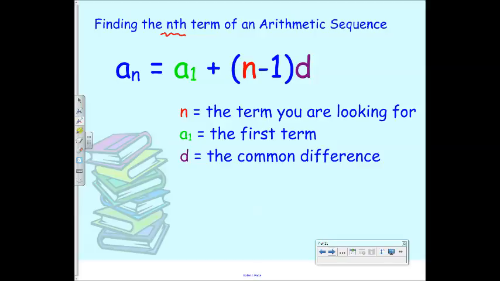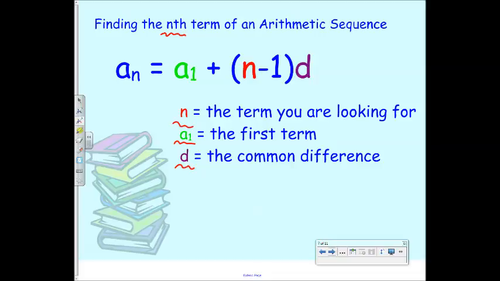So the formula is a sub n, which means that's the nth term, equals a sub 1. What do you think that means? The first term plus n would be the term that you're looking for, minus 1, times d, where d is your common difference. So yes, that is a lot of variables, but you should be able to pick them all out. So again, n is the term you're looking for, a1 is the first term, and d is the common difference.